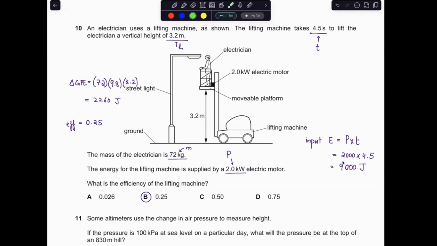We are trying to lift the person up to a greater height. That means that lifting is exactly our output, because that is the goal that we're trying to achieve. So when the person moves through a height of 3.2 meters, he is going to gain some gravitational potential energy. Whatever amount of potential energy he gains during that movement is going to be what our output energy is.